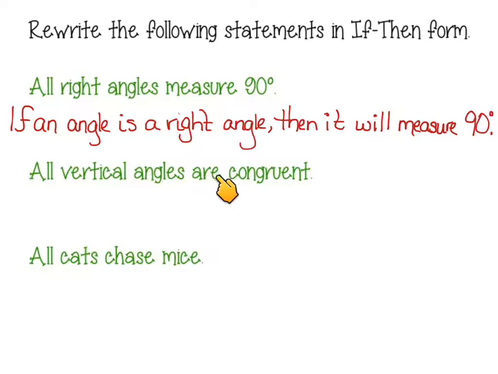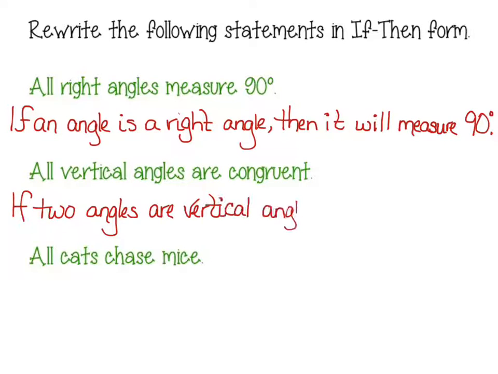Same is true for this next one. All vertical angles are congruent. So ask yourself the question, what are we talking about? Well, we're talking about angles. So if two angles are vertical angles, then they are congruent. And again, in a given situation, you're not going to have any more than a pair of vertical angles. So that's why I could include the word two.